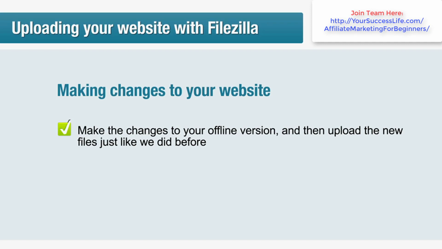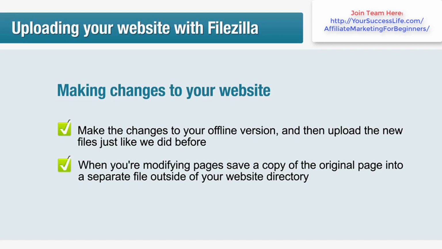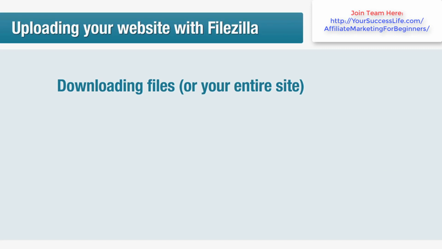Here's a small tip. A good idea when you're modifying pages is to save a copy of the original page into a separate file outside of your website directory, so that if for some reason you break anything, you can go back to the old version. For instance, if you're changing your index.html file, a very important one, save the original version in an old files directory and rename it to index_2011-04-20.html, or whatever your current date is. You're bound to have a whole lot of versions of index.html, and putting the date in there is a bit more meaningful than just index_2.html.